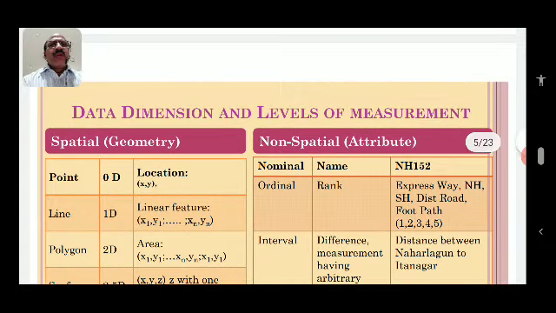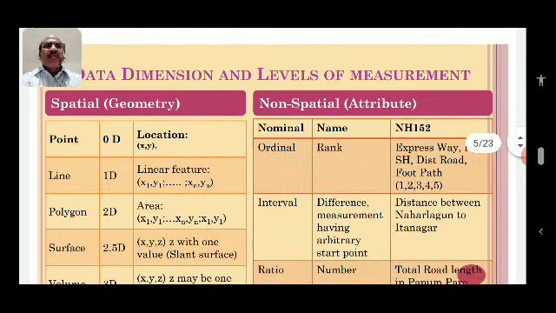When we are talking of spatial and non-spatial data, we must understand the dimension as well as the levels of measurement used in these two types of data. The point data, as I said, is the location, that is 0D. We take only an XY coordinate pair. So this X and Y are basically the longitude, that's X, and the latitude, that is your Y.